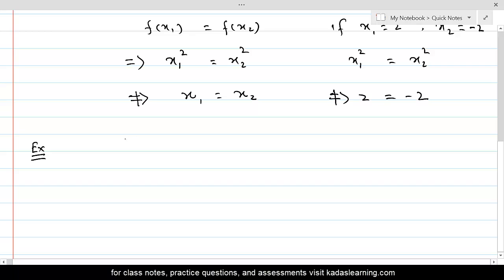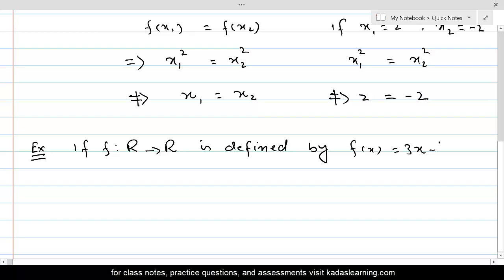Let's take any linear function. If f from R to R is defined by f of x equal to 3x minus 4, then show that f is an injective function.